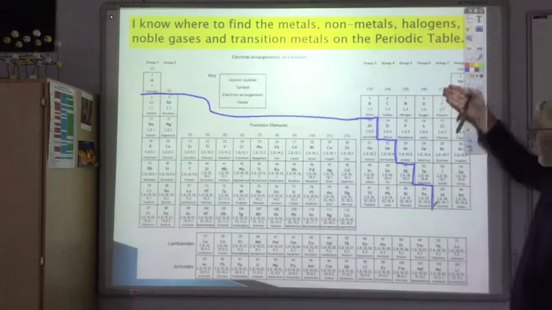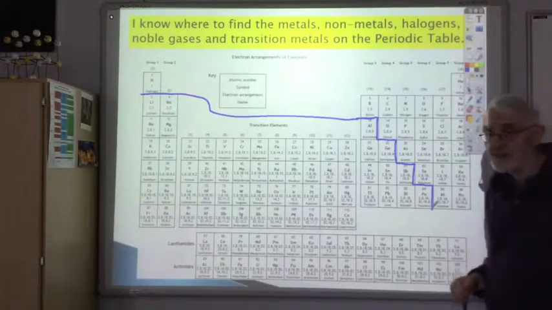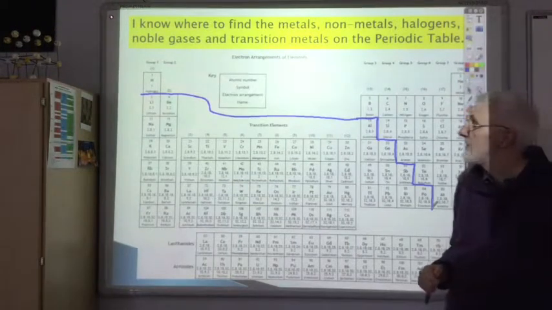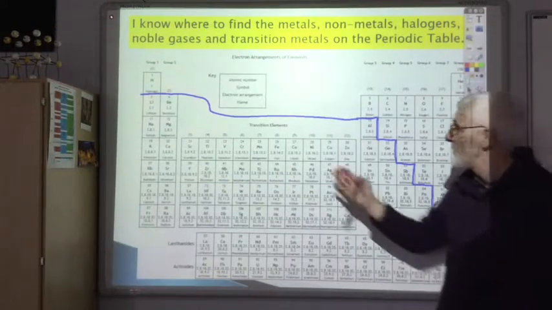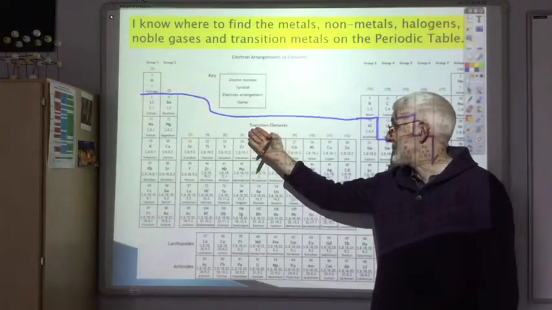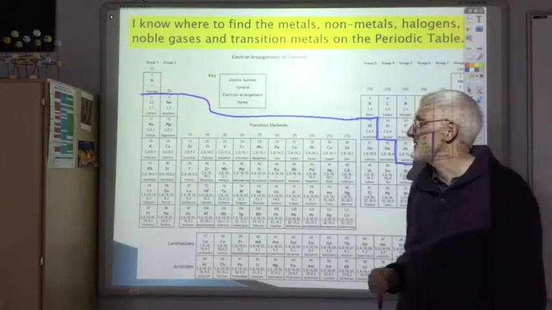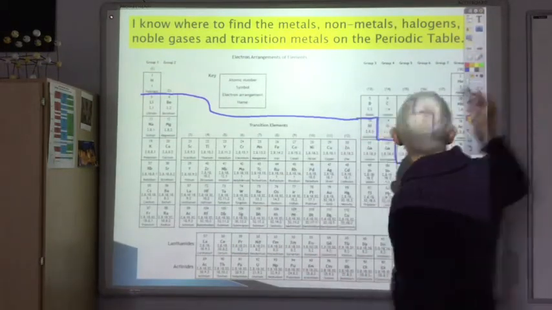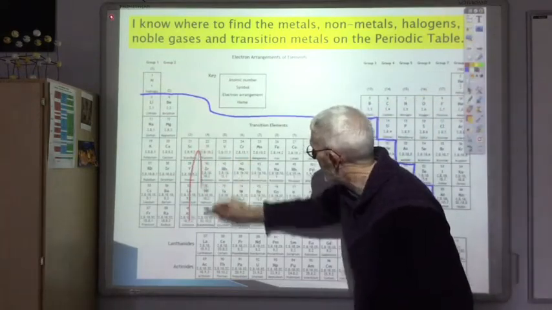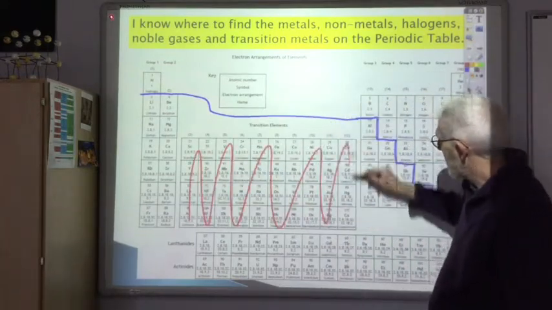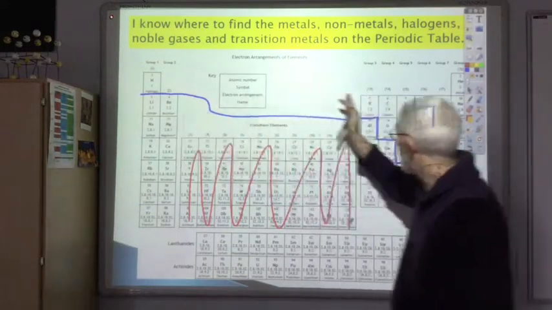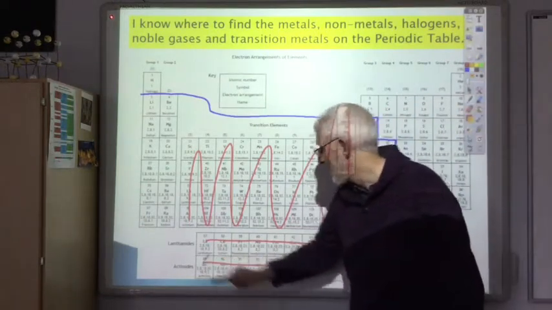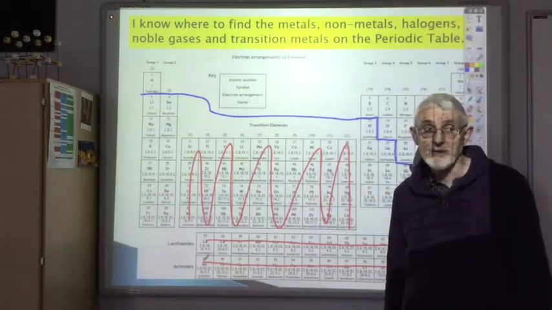The halogens are the elements in group 7. Noble gases, the elements in group 0. And the transition metals, well, in this table they're labelled as transition elements. They are all metals, so transition elements, transition metals, same thing. So that's all the elements in between group 2 and group 3, including these ones down here. They're all transition metals as well.